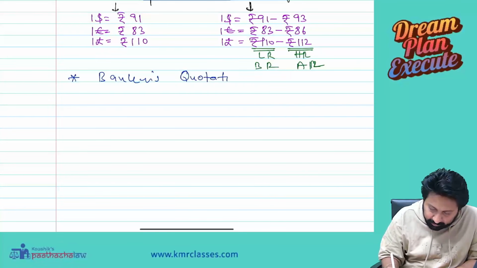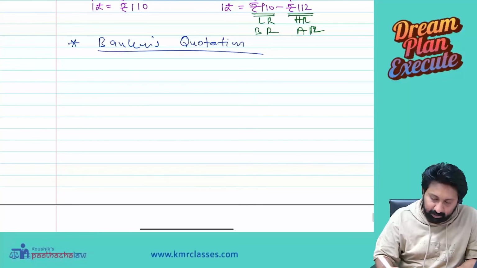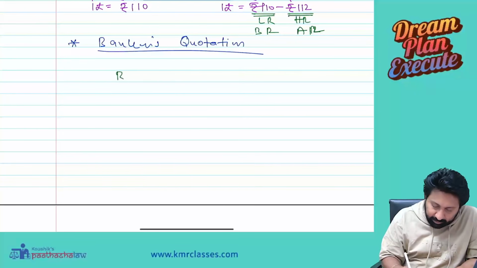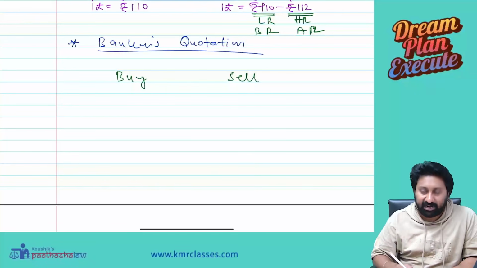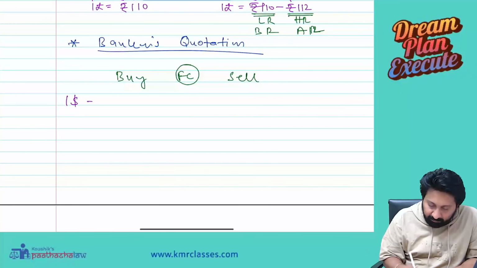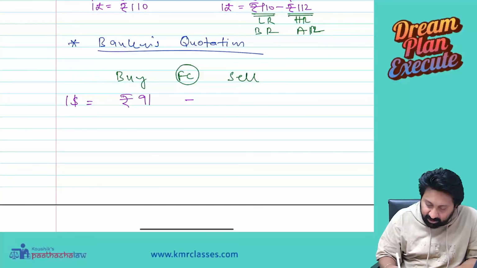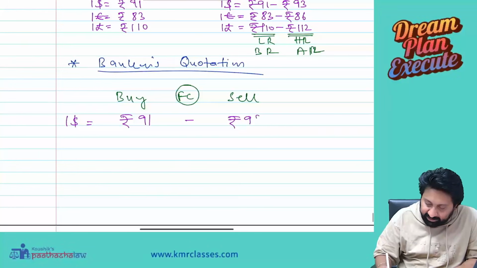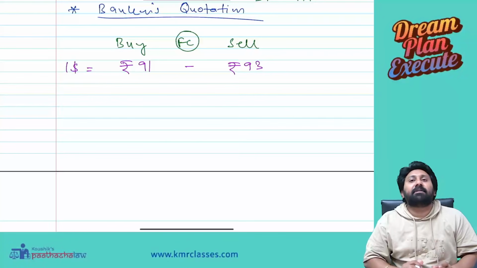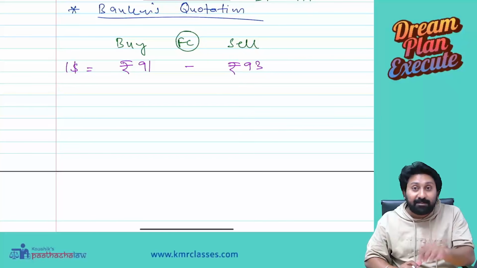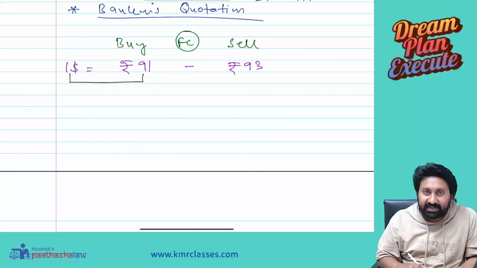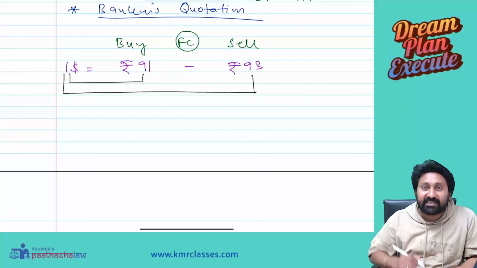Banker's quotation. A banker will always buy and sell foreign currency. $1 equal to rupees 91 dash rupees 93. I have written it like this. What does it mean? This quotation is given by the banker to the customer. The customer does not give this to the bank. Bank buys at 91 and bank sells at 93.